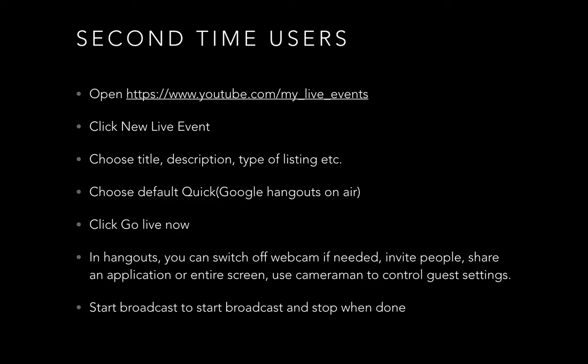youtube.com/myliveevents and click on new live event, and you can choose the title of your video and some description and whether you want the listing to be private or public, and you can select the default quick Google Hangouts on Air option, and you can go live.